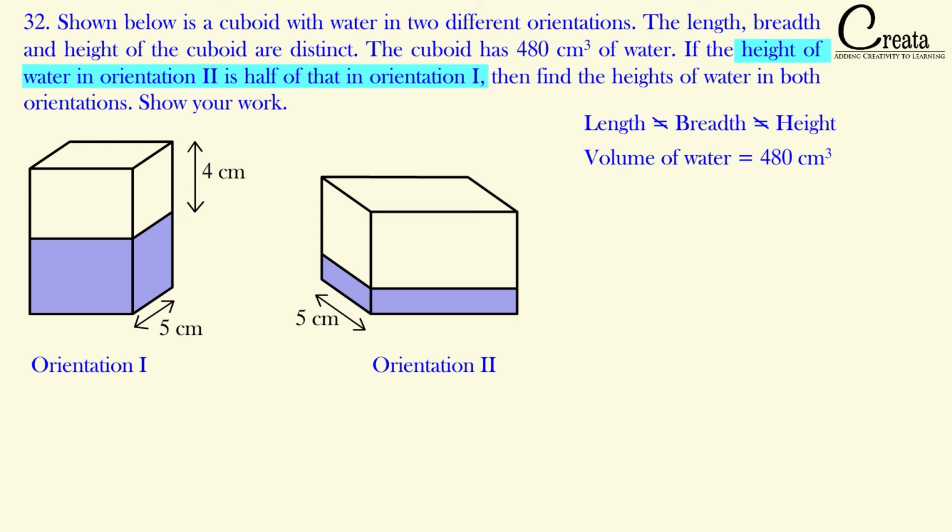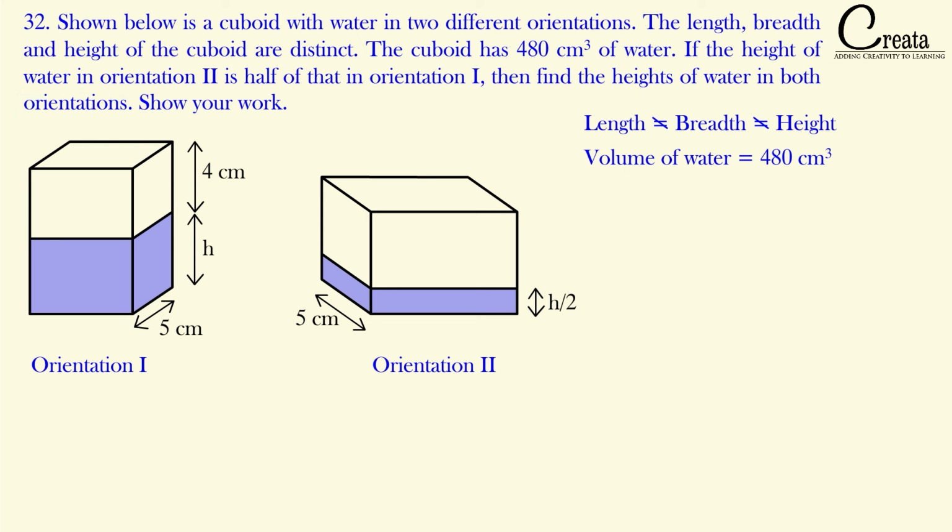The height of the water in orientation 2 is half of the height of the water in orientation 1. Let's assume the height of the water in orientation 1 as h centimeter. Then the height of the water in orientation 2 will be h by 2. It is half of the height of the first case. Got it? h in the first case, h by 2 in the second case. And in this question, we have to find the height of the water in both orientations, that is in both the cases. Firstly, we will calculate h, then we will calculate h by 2 just by dividing the value by 2. Okay? Basically, in this question, we have to calculate the value of h.